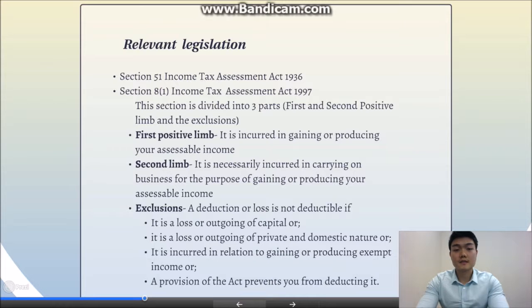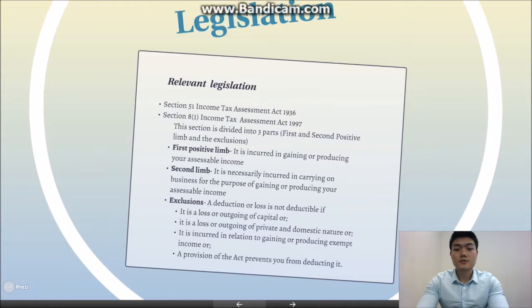The last one will be the exclusions. A deduction or loss is not deductible if it is a loss or outgoing of a capital, it is a loss or outgoing of a private domestic nature, it is incurred in relation to gaining or producing exempt income, or a provision of the Act prevents you from deducting it.